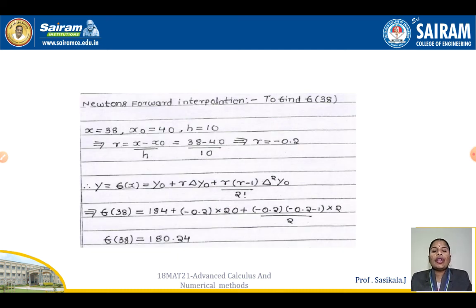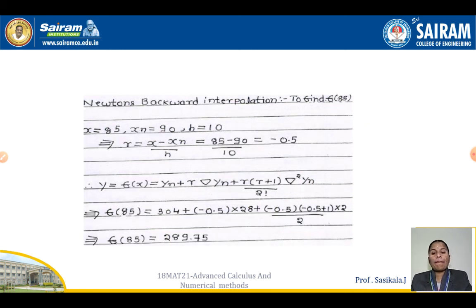First, Newton's forward we can use, because the first question is to find f of 38. Here your r value will vary. What is your r? x minus x naught by h. What is your x here? 38. Your x naught is 40, by h equal to 10. So the r value is minus 0.2. Substitute into the formula. You go up to del squared y naught, because del cube is 0, so you can leave it. Substituting that, you will get f of 38 as 180.24.